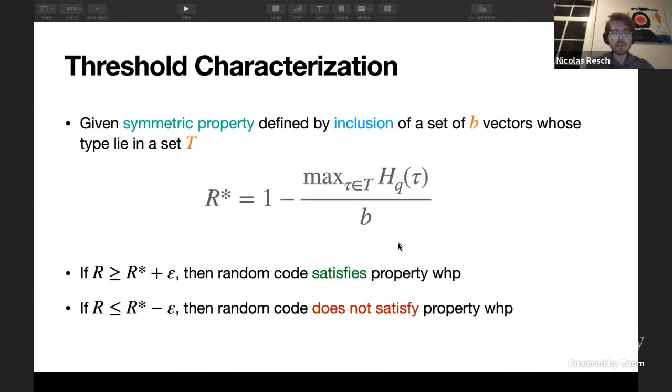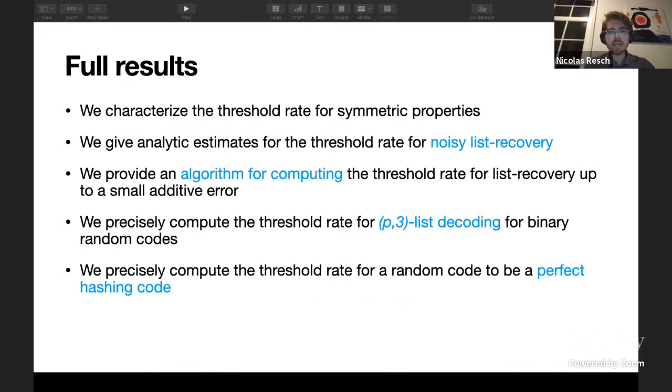Okay, so that's all I was planning to say in my 8 minutes. So all I did was this first bullet point, the characterization of the threshold rate for symmetric properties. However, in the paper and also hinted at in the full version of this talk, we also talked about a few other uses of this characterization of the threshold rate. So we could give analytic estimates for the threshold rate for something like noisy list recovery, which is just a generalization of list decoding.